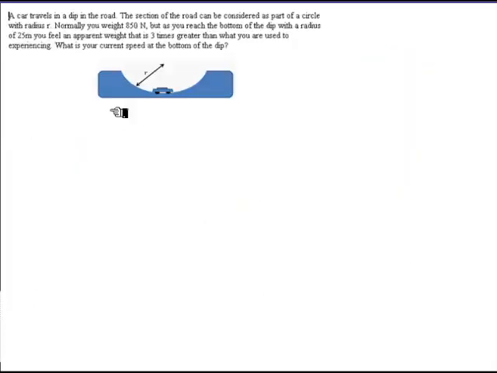Okay, so this is, let me remind myself, problem number 87. It has a car going through a dip, and the question is, what is the current speed at the bottom? And it gives me information about my weight, and this little tidbit about 3 times greater than you experience.